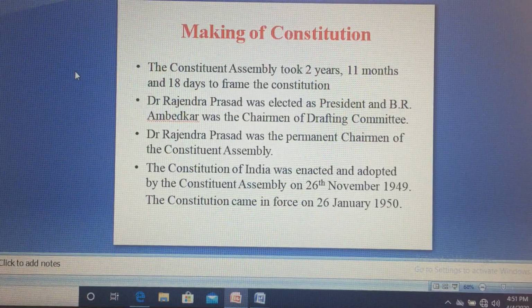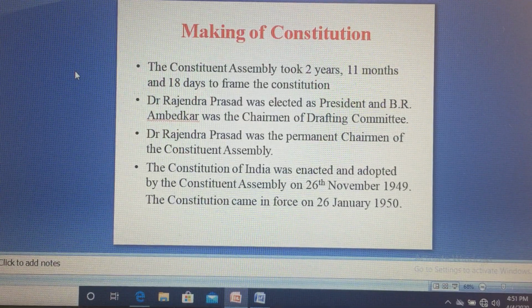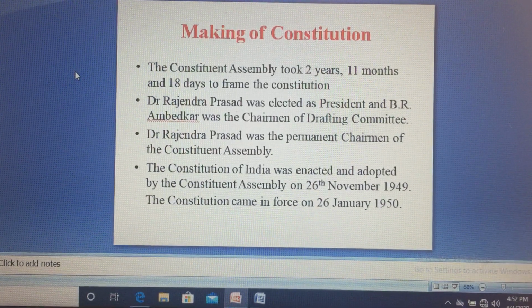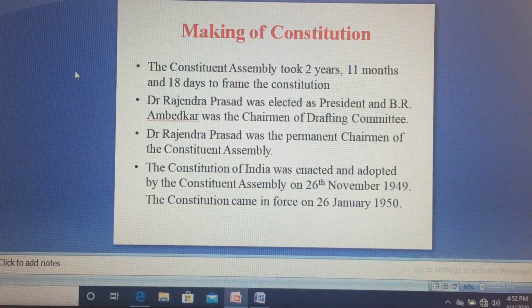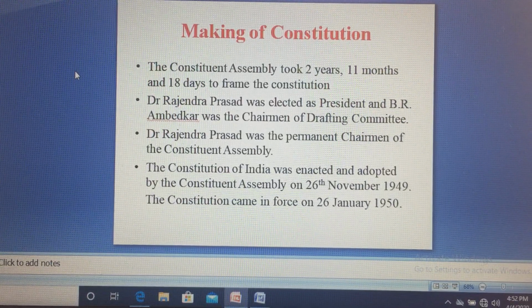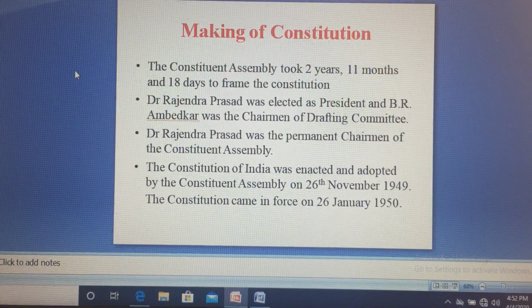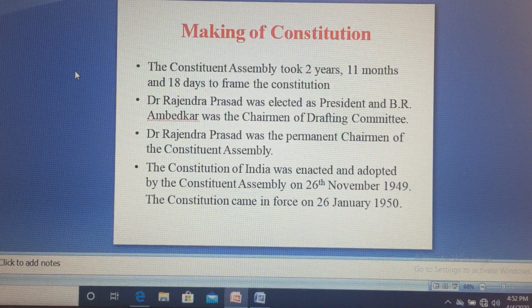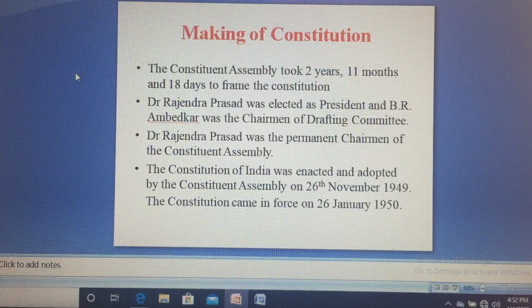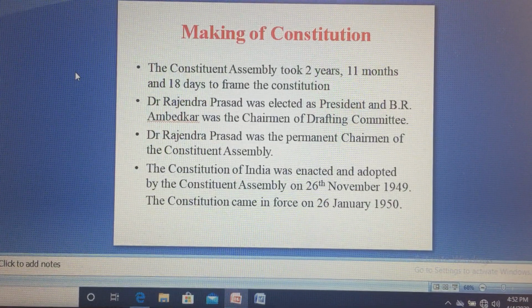So children, on 26th November we celebrate Constitution Day every year, and 26th January, when it came into force, is celebrated as Republic Day. When it was completed and enacted, why did they choose 26th January? To remember the date: on 26th January 1930, Congress celebrated Independence Day. To mark that particular day, they made the Constitution come into force on that day.